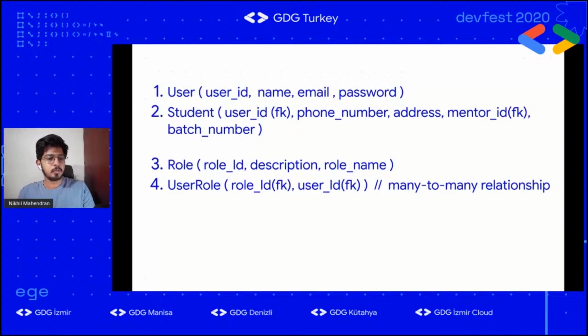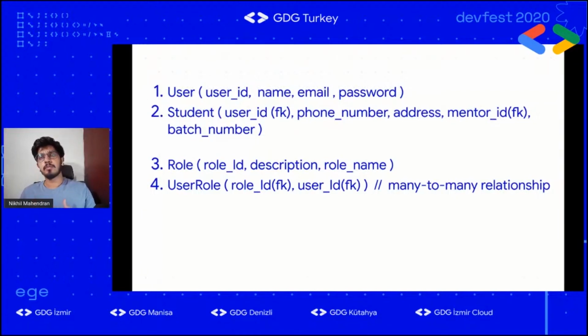I create student with user ID as a foreign key, which maps to the user ID. Then I have the student details. And then for the role, I have a table called role, which has role ID, description of the role, and role name. So name in our case would be mentor or student or admin.